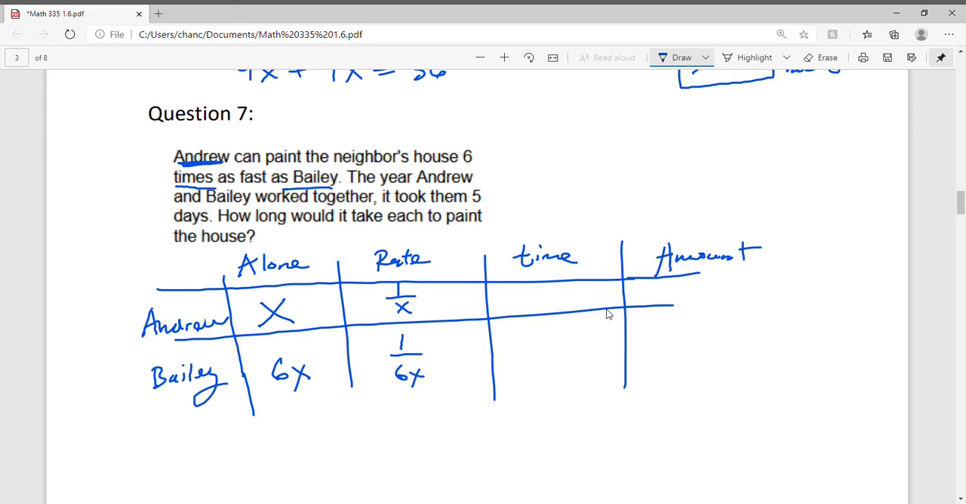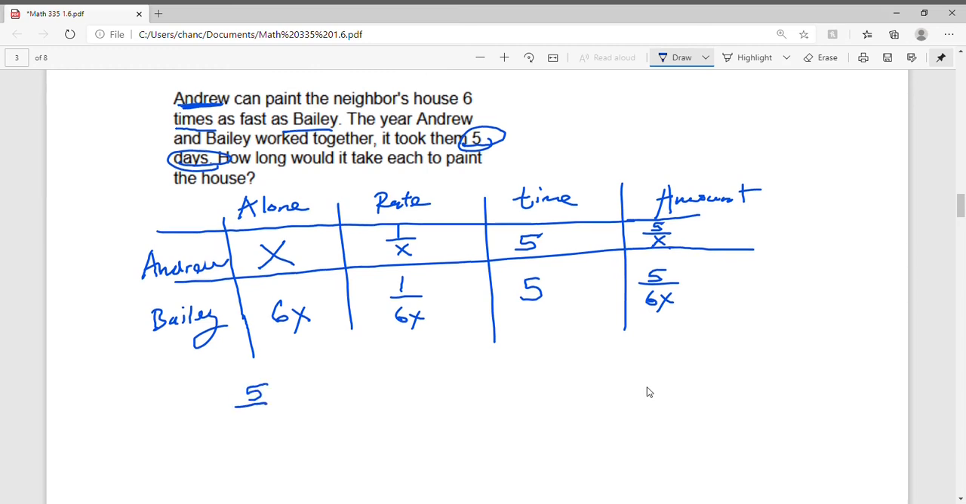What's the time? Well, it took them 5 days together. So let's say each of these should be 5. Now to find the amount of work, we multiply across. This is going to give me 5 over x, because 1 over x times 5 is 5 over x. 1 over 6x times 5 is 5 over 6x. We will take 5 over x plus 5 over 6x and set that equal to 1 because that represents one complete house.